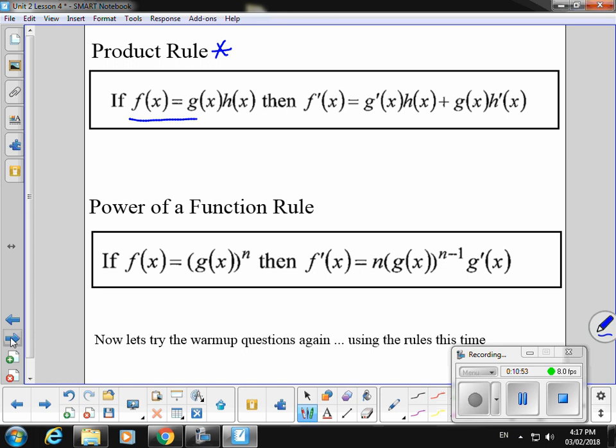If you have a function that looks like a product, then your derivative can be found by derivative of the first times the second plus the first times the derivative of the second. This one we haven't written out yet, the power of a function. So you've got something ugly in the brackets to the power of n. We bring the n down and reduce it by 1 like we always have, but don't forget to take the derivative of the guts.